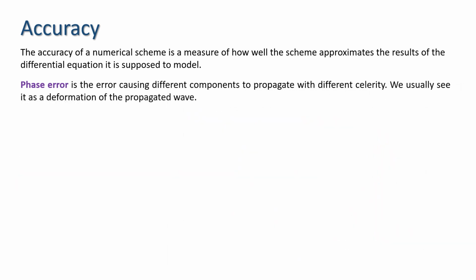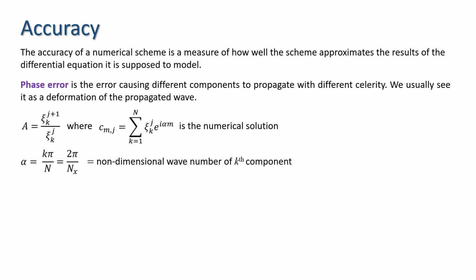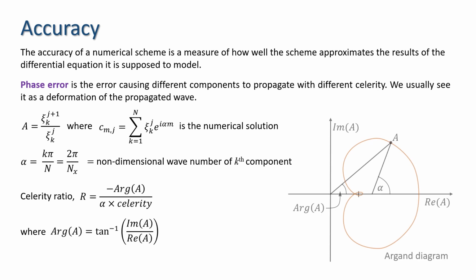The phase error is the error causing different components to propagate with different celerity. We usually see it as a deformation of the propagated wave, like that we just saw in the advection example. Reminding ourselves that the amplification factor is the ratio of the amplitudes from time steps j to j plus 1 at a point in the Fourier series representation of the solution, we define the celerity ratio as minus the argument of A divided by alpha times the celerity, where the argument of A is the angle that the line joining the origin to A subtends with the real axis in the complex plane.